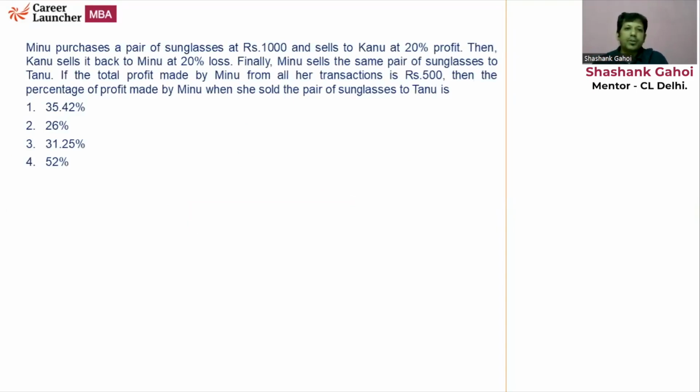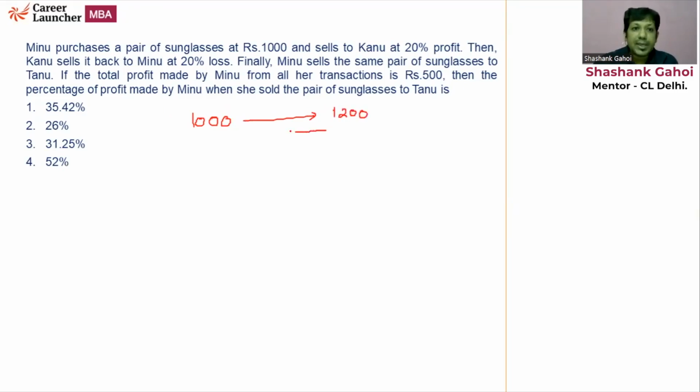Minu purchased a pair of sunglasses at 1,000 and sells to Kanu at 20% profit. Then Kanu sells it back to Minu at 20% loss. Now this one is an easy question. Minu purchases a pair of sunglasses, so Minu is buying at 1,000. She is selling to Kanu at 20% profit. It means she is selling at 1,200.